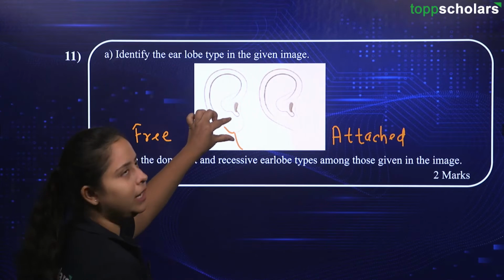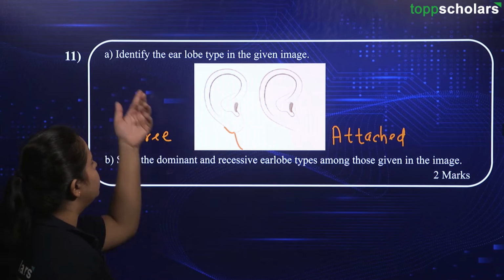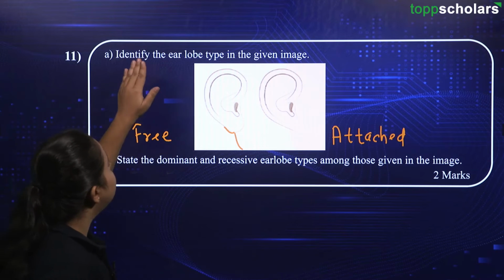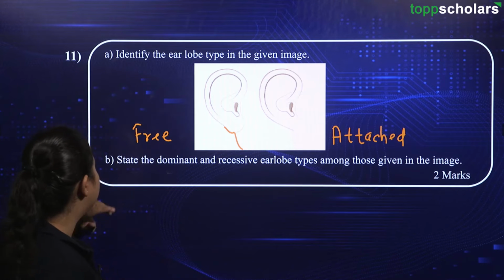Okay, this is the ear lobe that you might have already known. This is called an ear lobe. So let us come back to the question now. A part says to identify the earlobe type in the given image. So that we have already done. Let us go for B part.